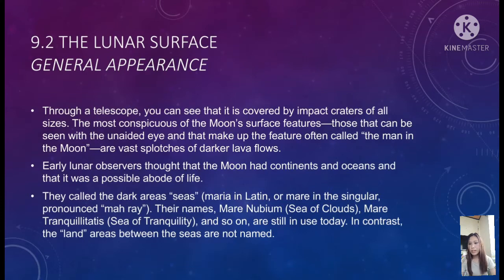Second topic, the lunar surface. General appearance. If you look at the moon through a telescope, you can see that it is covered by impact craters of all sizes. The most conspicuous of the moon's surface features, those that can be seen with the unaided eye and that make up the feature often called the man in the moon, are vast splotches of dark lava flows.